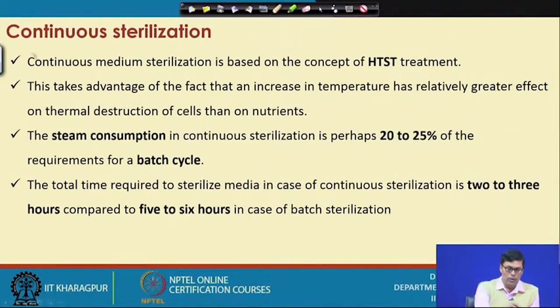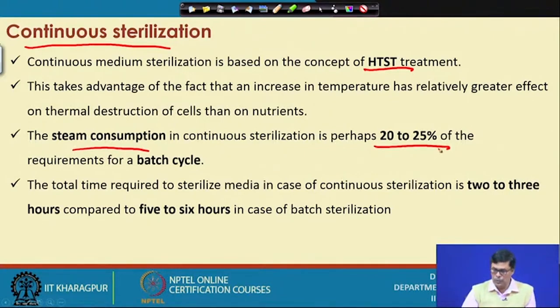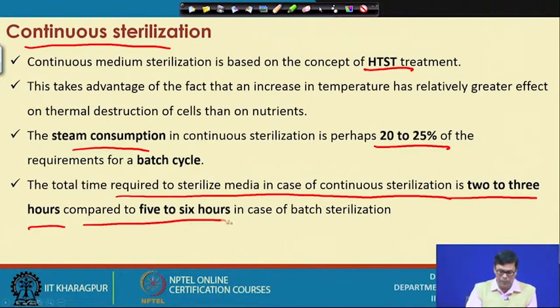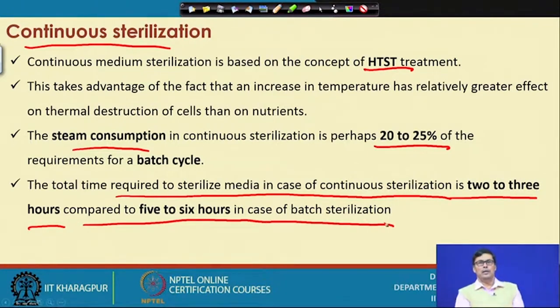In the industry, we follow the continuous sterilization process. One of the major techniques, as I told you, is the HTST technique, and the major important factor is that steam consumption is reduced to 20 to 25%, and the total time required for sterilization in the continuous system is 2 to 3 hours, as compared to 5 to 6 hours in the case of batch sterilization. As you know, in industry time is very important, because every time they count money, how much money is spent. Since the time required for the batch sterilization process is more, the money involved will also be more.